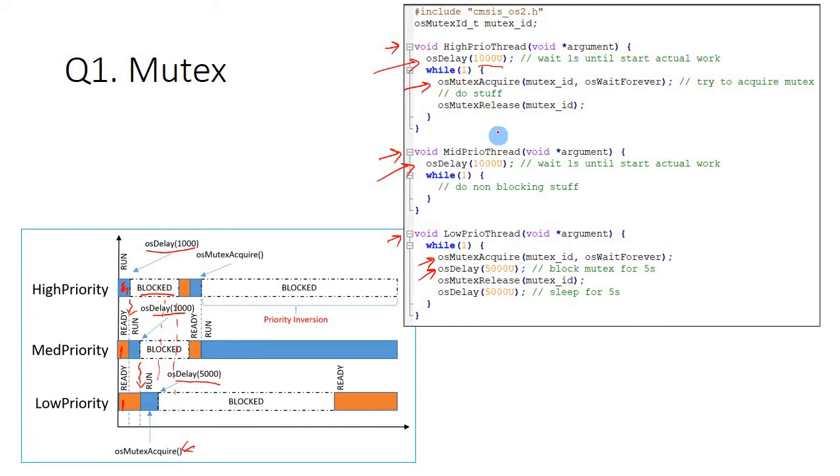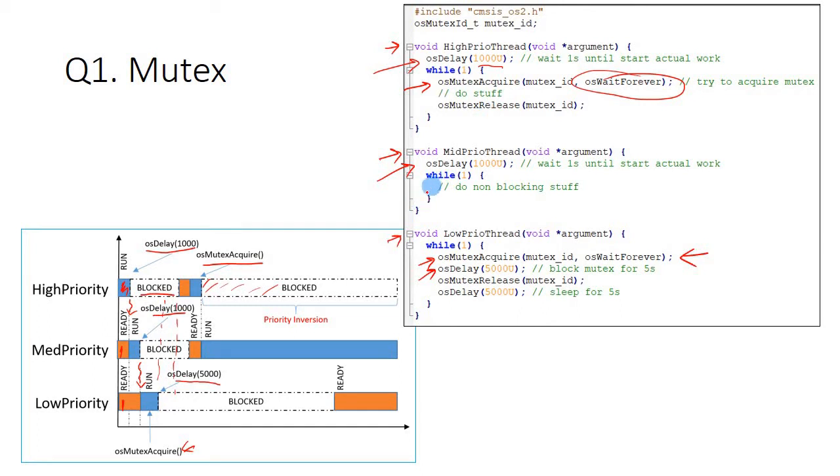Once it goes to a run state, it tries to call this OS mutex acquire. And the mutex was already acquired over here by the low priority thread. Since it cannot fulfill this request and we said wait forever, we will become blocked. So from this point onwards, it will become blocked.